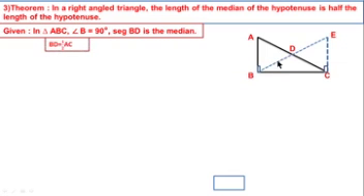Here segment BD is a median, means D is midpoint of segment AC, and we have to prove here BD is equal to 1 half AC.